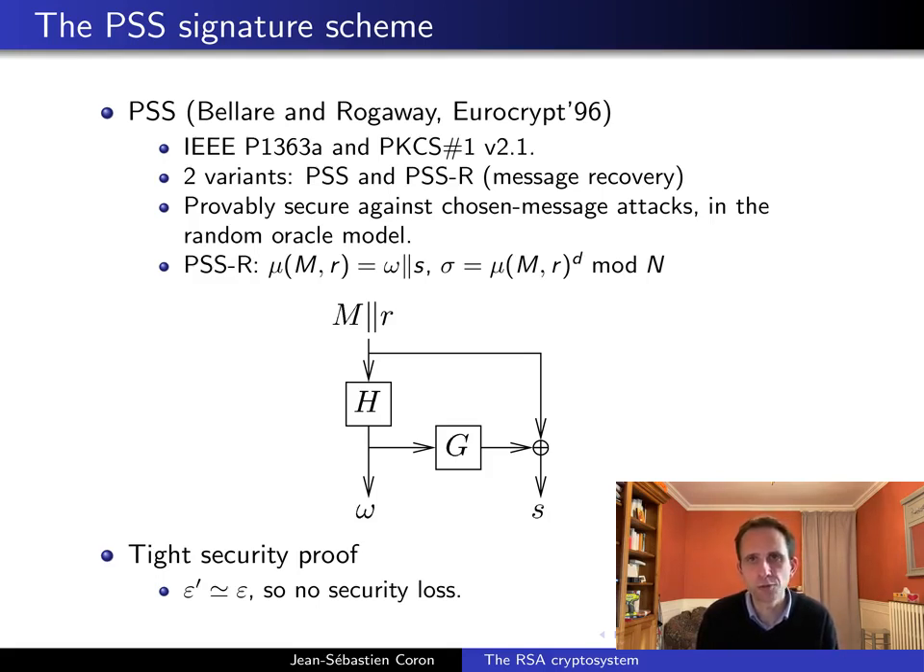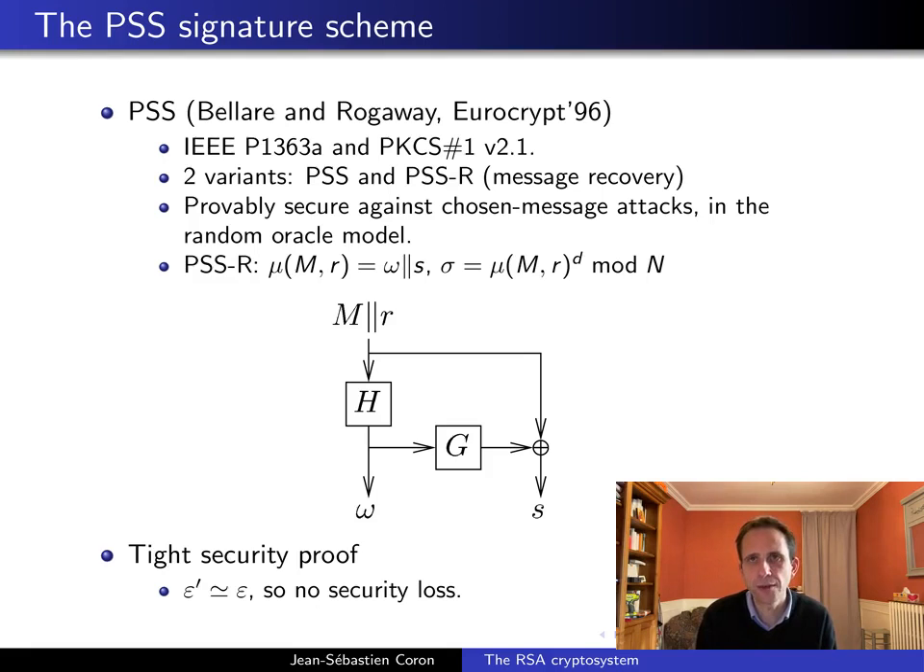So when we want to sign a message M, we generate some randomness R, and then we concatenate M and R, and we use the hash function H, which is publicly known, which is part of the standard, to obtain omega. We hash omega with the hash function G, and we XOR the result with M and R to obtain the second part of the encoding S. So this gives us the encoding, omega and S, and then we raise this encoding to the power of D to obtain the signature sigma.